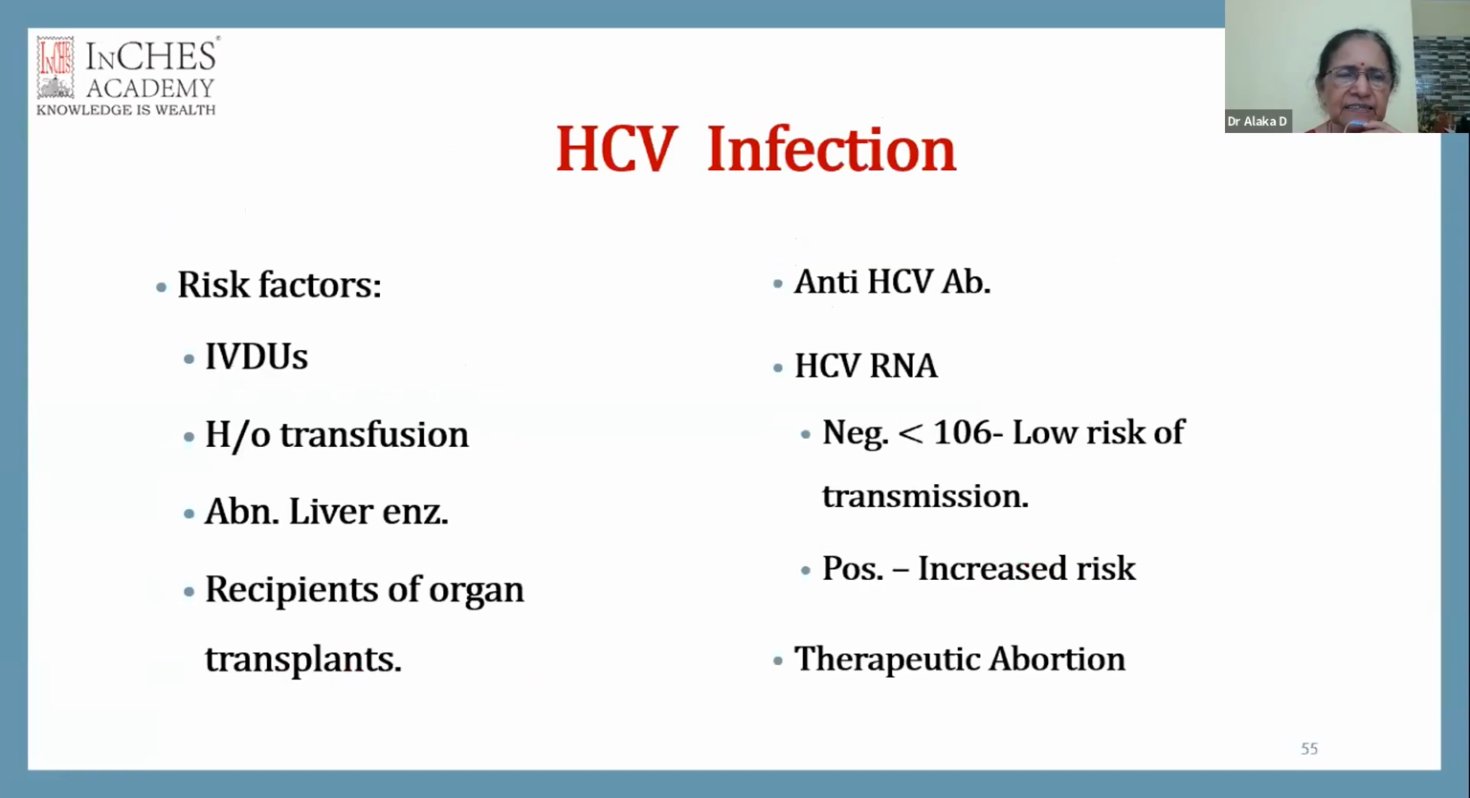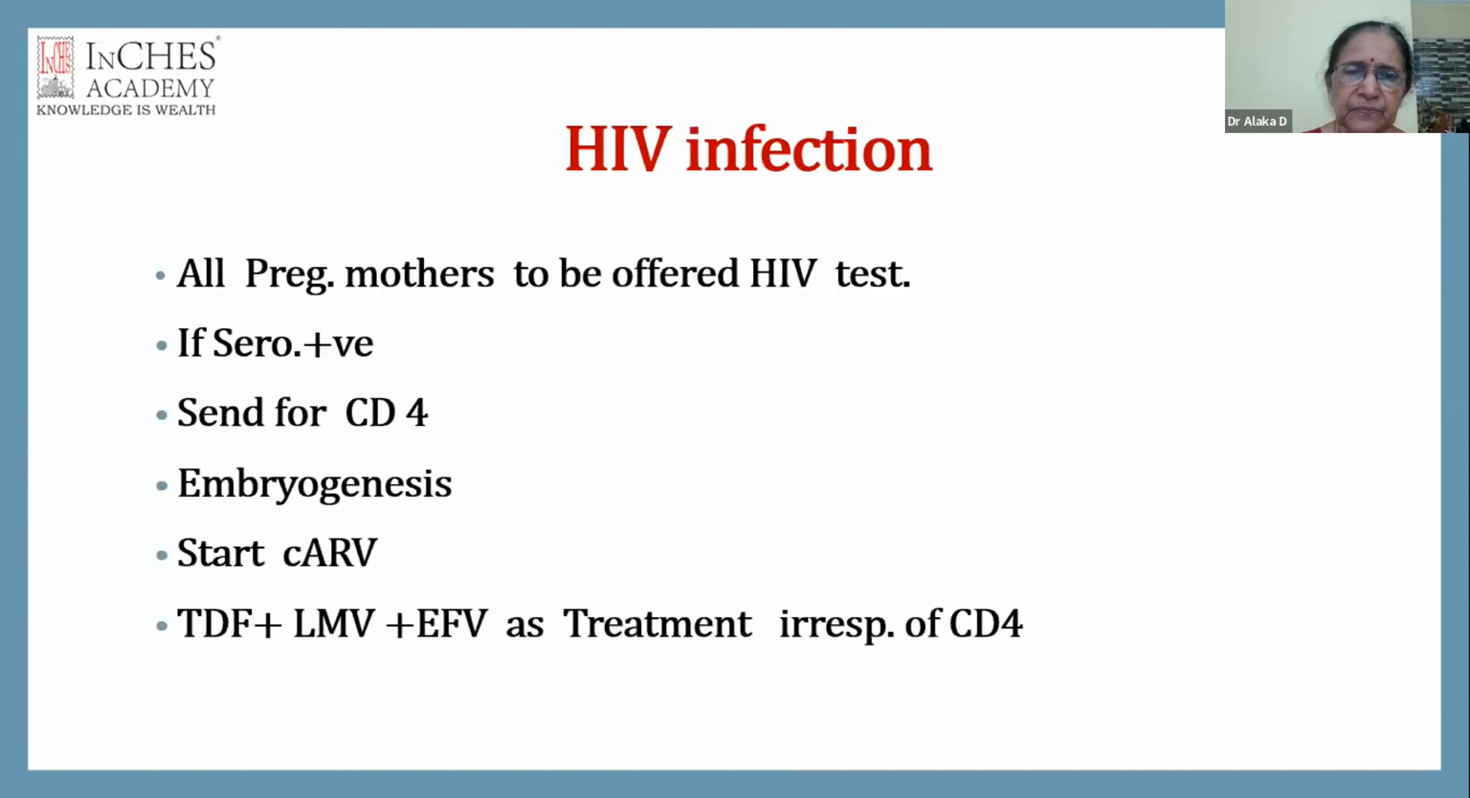HCV infection. This is common in intravenous drug users or if there is a history of transfusion. If liver enzymes are abnormal or if the patient is a recipient of organ transplant, the donor might have been HCV positive. Anti-HCV antibodies to be measured. HCV RNA is to be measured. If it is negative, then there is a low risk of transmission. But in most of the cases, a therapeutic abortion is advocated if they are positive.